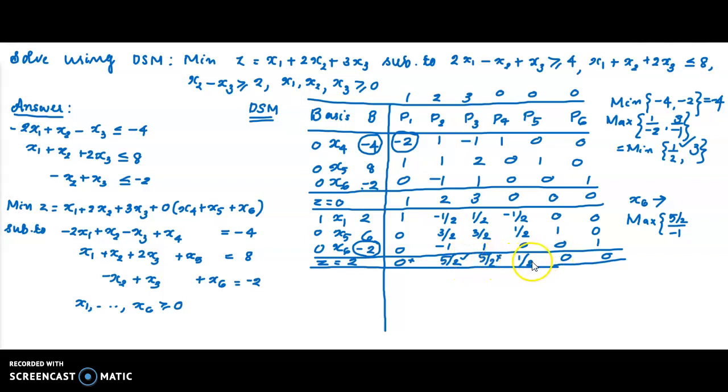Net evaluation by selected row entry if it is negative. Then 1 by 2 divided by 0. No need to write. Then 0, 0.